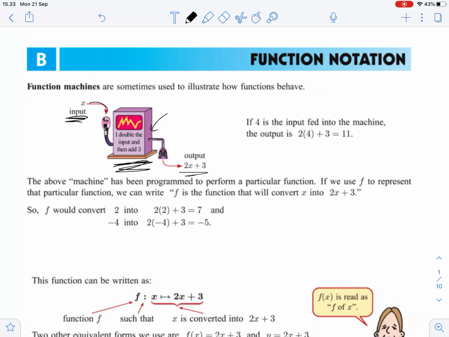So for example, if the function machine says I double the input and then add 3, if I put in 4, I double it, which is 8, and then I add 3, which is 11. So that means I'd get 11, my input would have been 4. Okay. F is the most common letter to represent functions, obviously because function starts with F. So F is the function that will convert x into 2x plus 3.